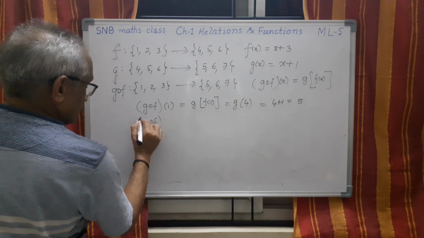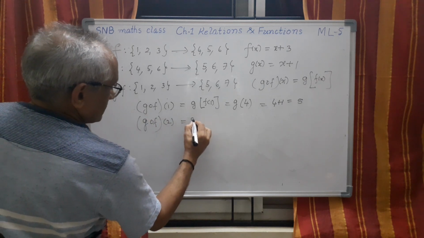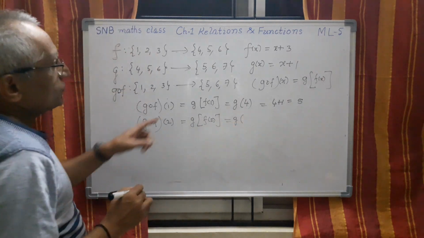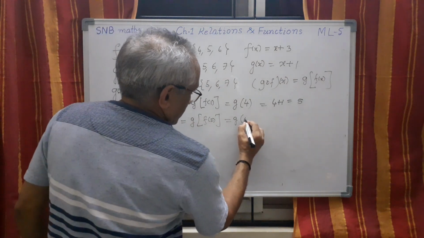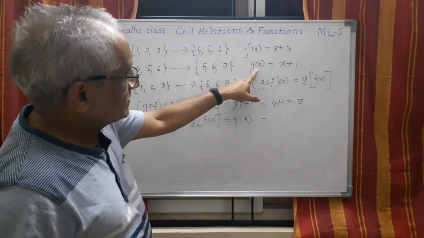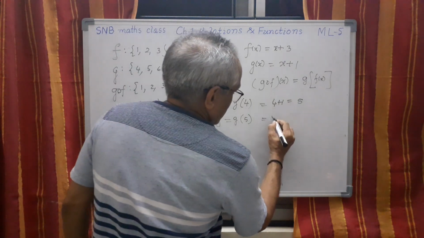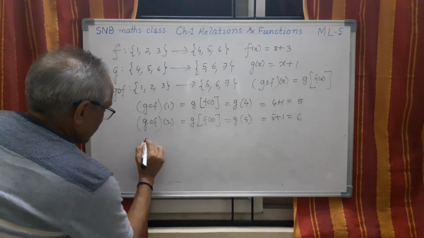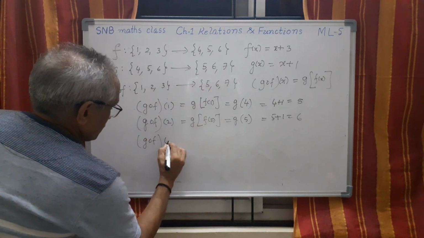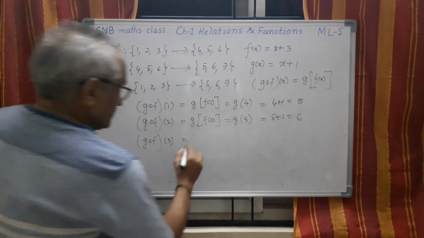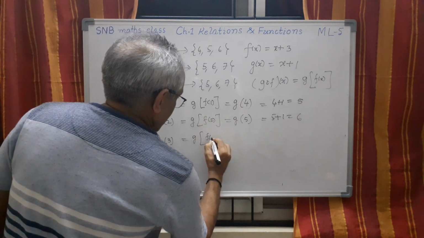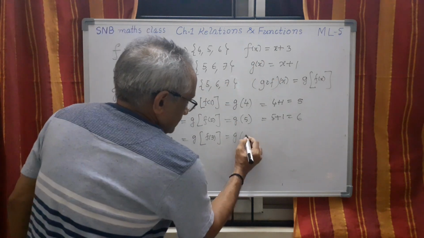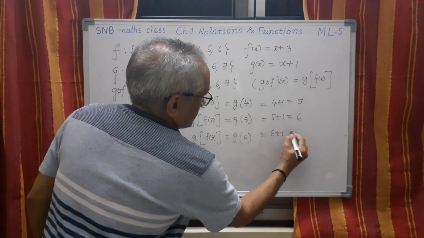Similarly, g of f of 2 you can calculate. g of f of 2 equals g of 2 plus 3, this is 5. Now under the g map, it is going to x plus 1, meaning 5 plus 1, so 6. That means 2 is going to 6. Similarly, g of f of 3 equals g of 3 plus 3, 6. So this goes to 6 plus 1, here 7.